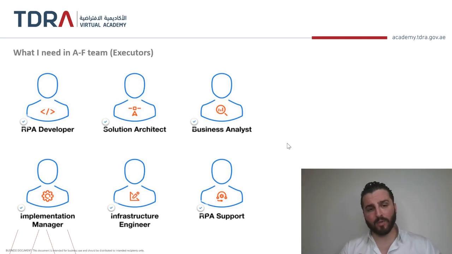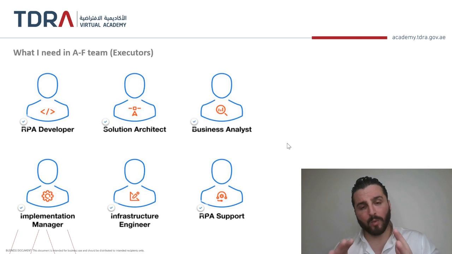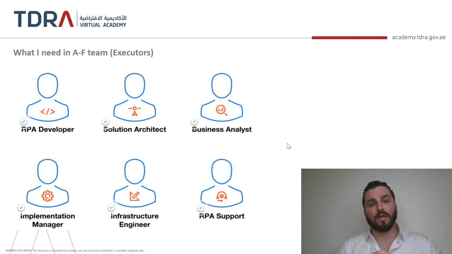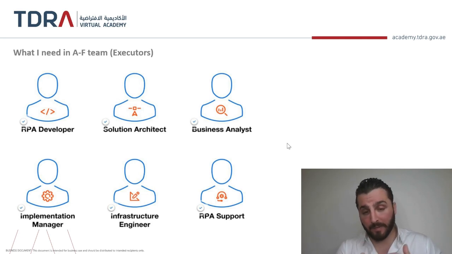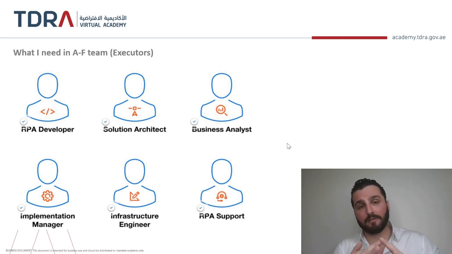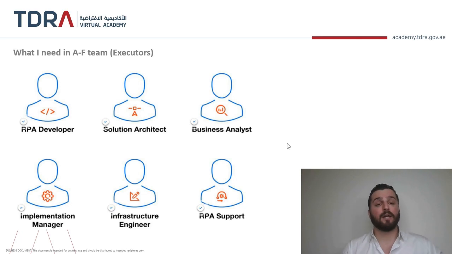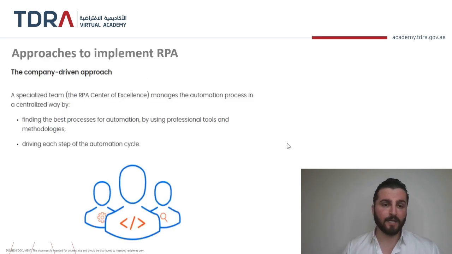We will not forget that whenever we implement RPA, we build the team of executors in guilds, and we will not build them with a very rigid structure. We need to build them in guilds to make sure that the implementation process is agile, effective, and achieving its result with the required change management constraints that we need to take into consideration whenever we implement such technology.